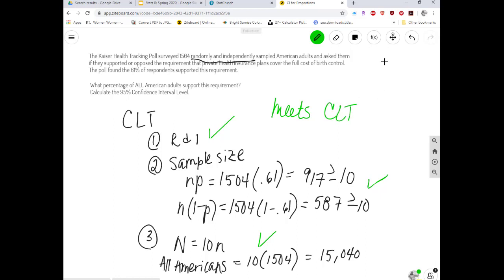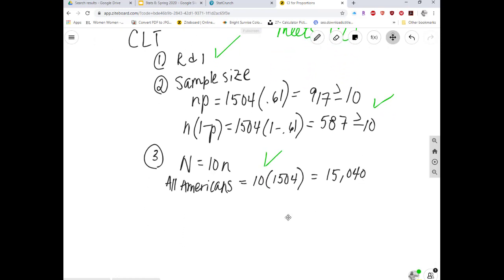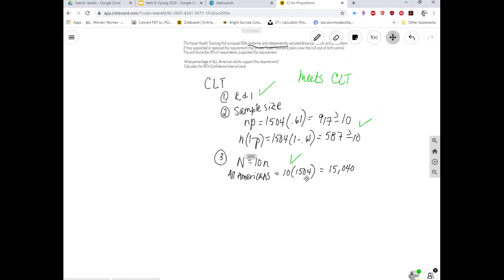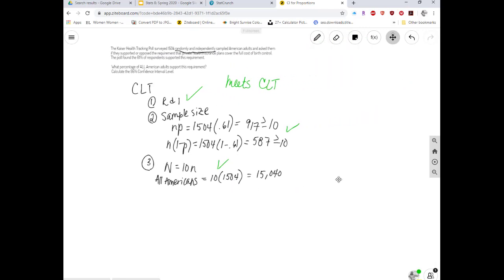Awesome. Let's keep going. So now I know this thing meets the conditions of the central limit theorem. And what does that mean? Well, that means that I can assume normality.